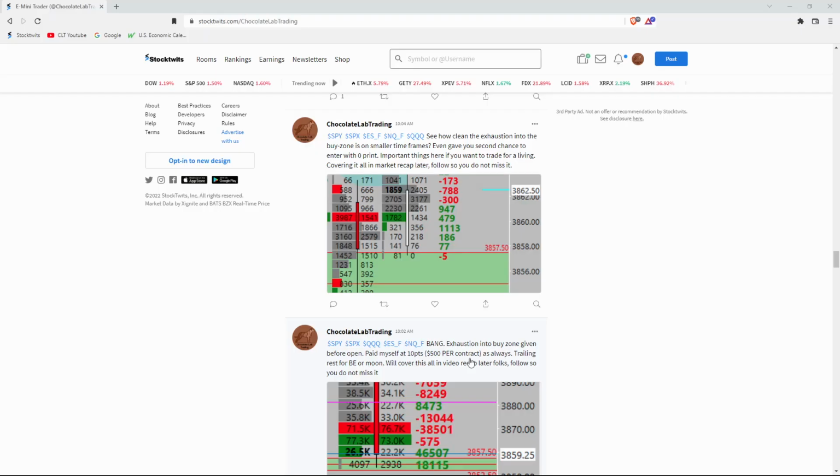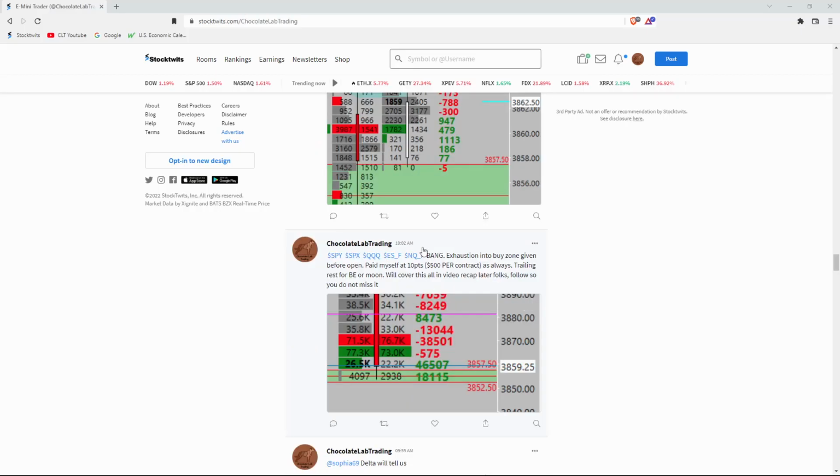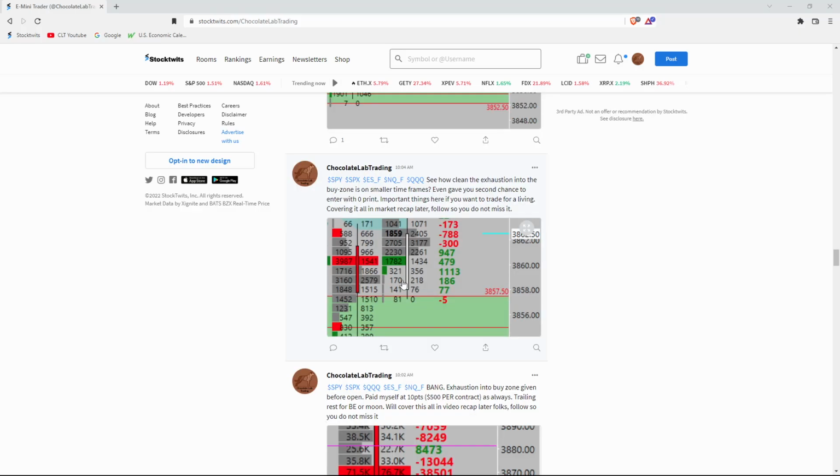So that was at 10:02. I probably entered, I would assume, at like 10 on the dot, maybe 10:01. And I said, see how clean the exhaustion into the buy zone is on smaller time frames. Okay, perfect. So what do we have here?